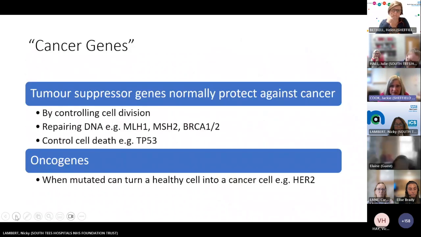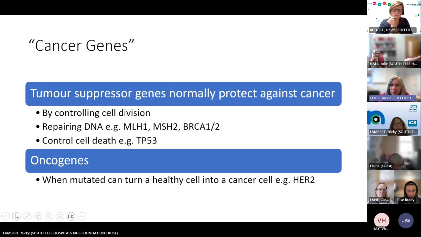What are the genes that, if they get damaged, are going to result in uncontrolled growth? They tend to fall into two groups. The first we tend to call tumour suppressor genes. These are genes that we all have, and when they're working normally, they protect us against developing cancers. Now, why do they protect us against cancer? That's because of the job that they do. So some genes are involved in controlling cell division to make sure that a cell divides when it's meant to and not at any other time.